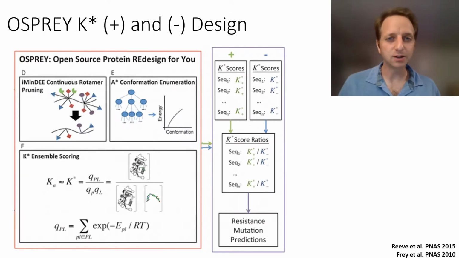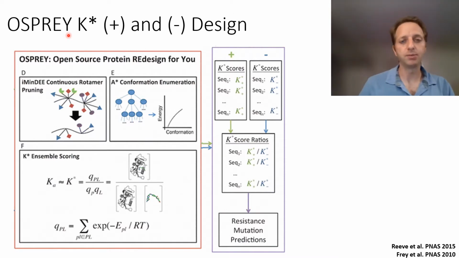But what is this K-star positive and negative design that I mentioned in the previous slide? Well, to get there, I need to first tell you what OSPREY is. OSPREY is a software suite that we design in our lab at Duke. It stands for Open Source Protein Redesign for You. In OSPREY, we design and implement a number of algorithms for predicting biophysical properties about proteins and their interactions with other proteins and small molecules upon mutation.